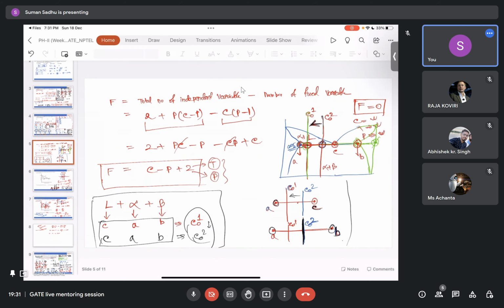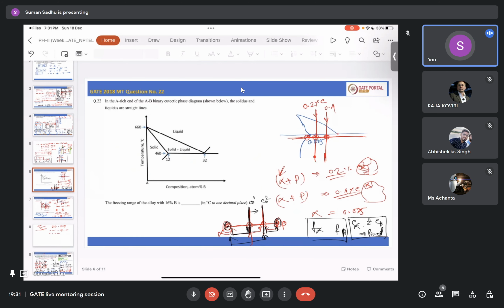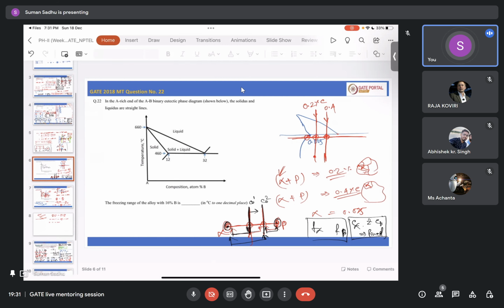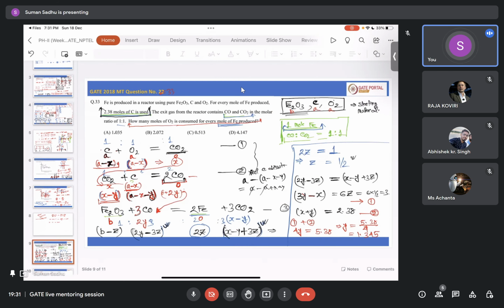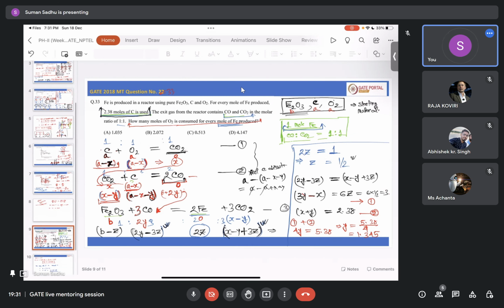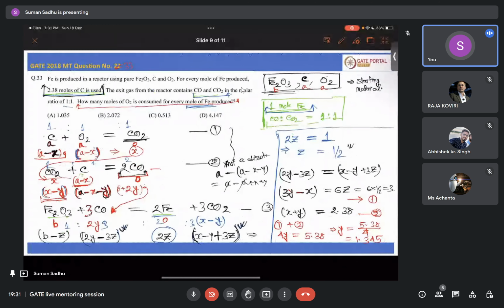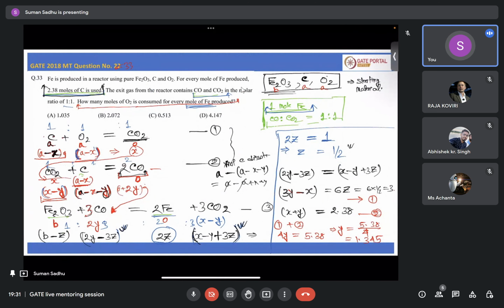Okay. And the third question was related to the phase diagram. We calculated the freezing range, and the fourth one was related to the mass balance. If you have any doubt, you can ask me now. If you want to ask in the next session, that is also fine.